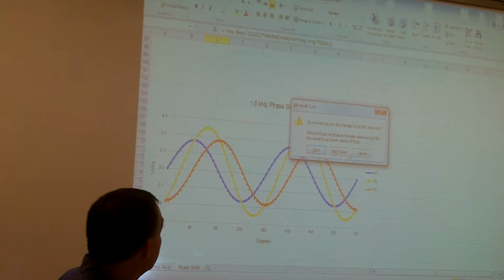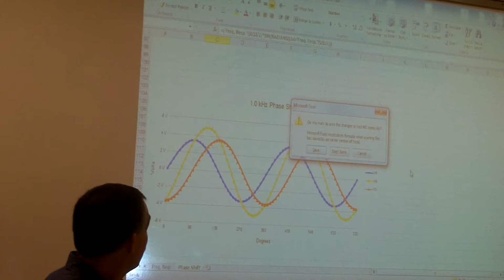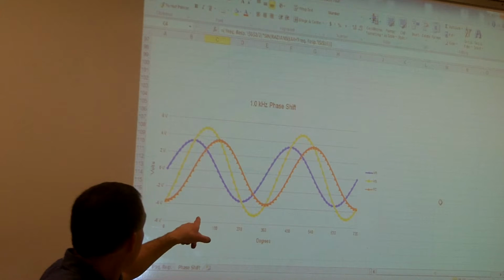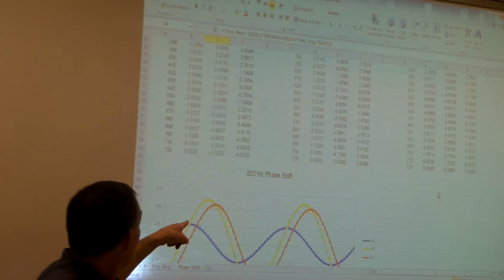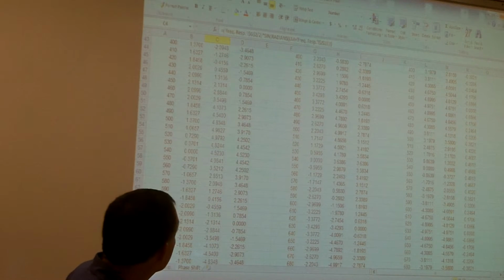But it is kind of amazing, and so that's what we do a lot of times. We just go ahead and have Excel graph it all out, because looking at this is a lot easier than looking at data. You can see exactly what's going on. So we use Excel a lot out in the industry.